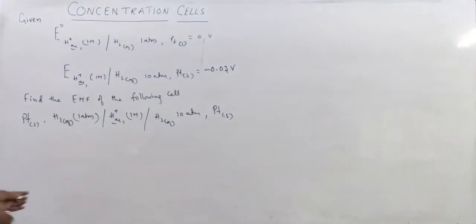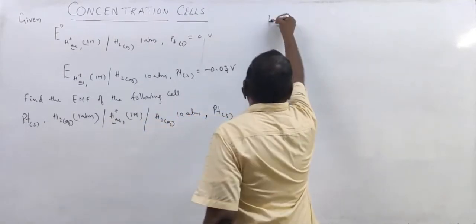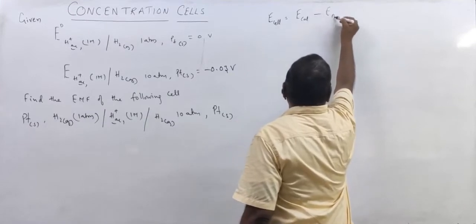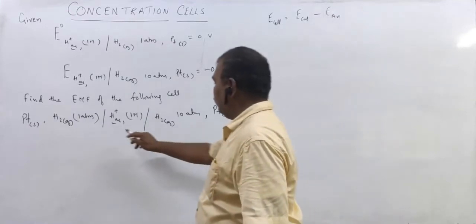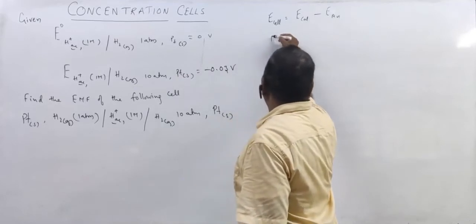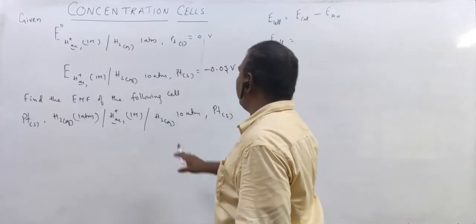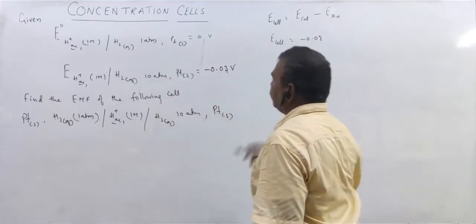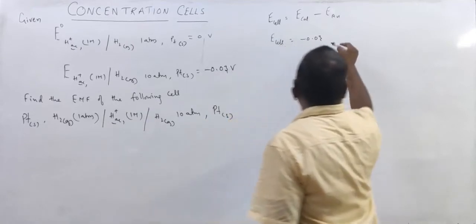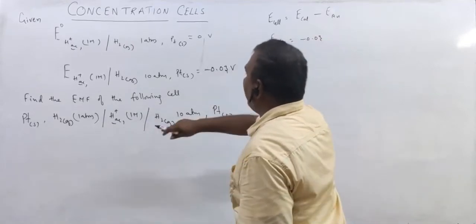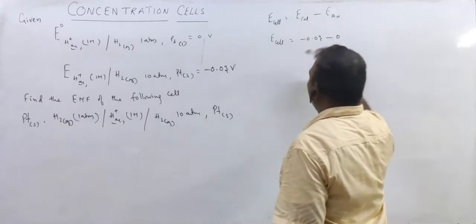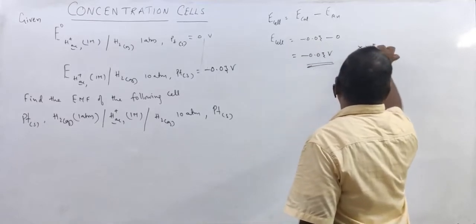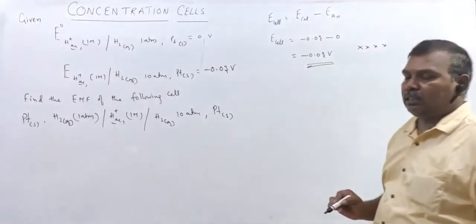Now, for this, see, E cell is equal to E cathode minus E anode. Which is the cathode? This is the cathode, so minus 0.03. This is the anode, right? So it is the standard electrode, so minus 0. Therefore it is minus 0.03 volts. Which means that the cell does not produce electrical energy.